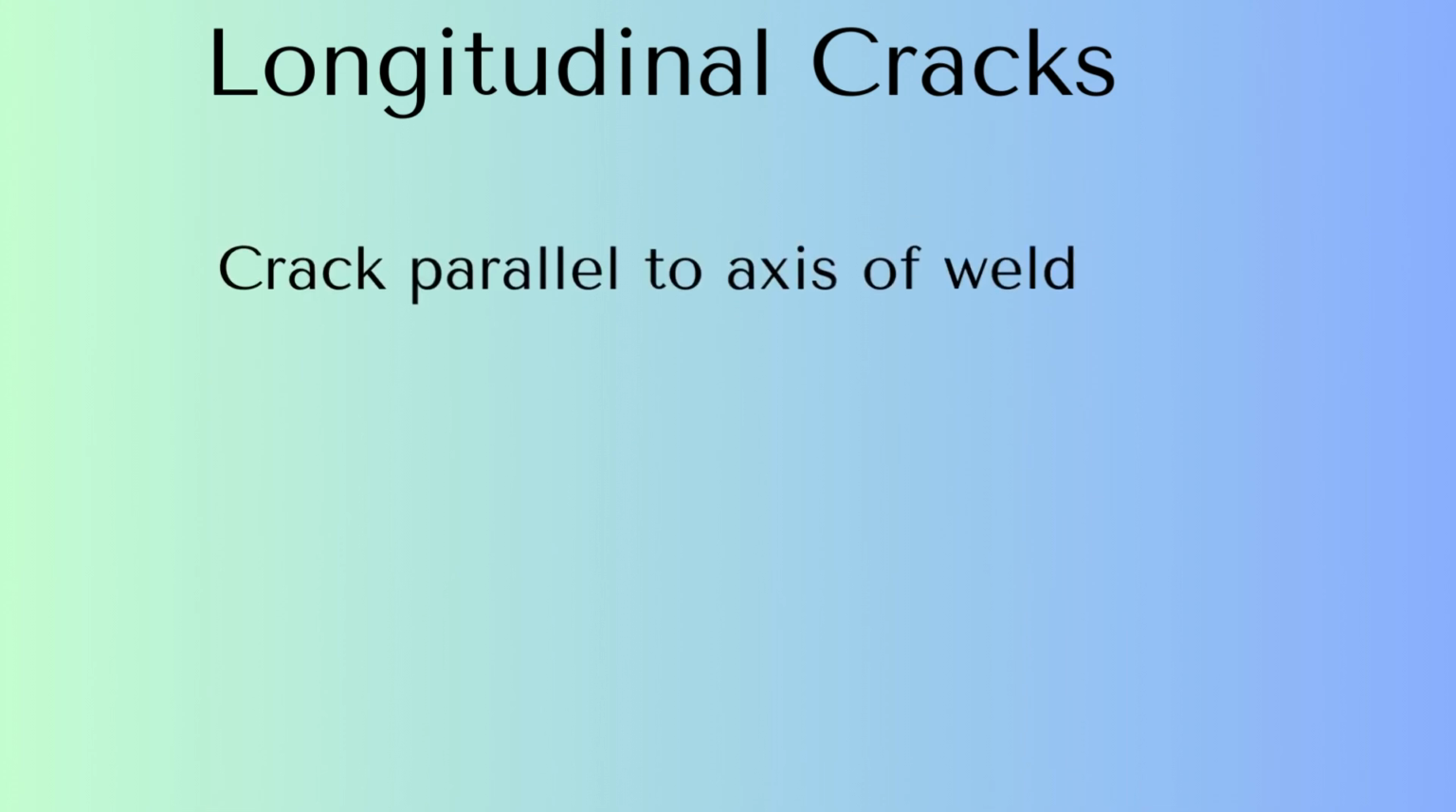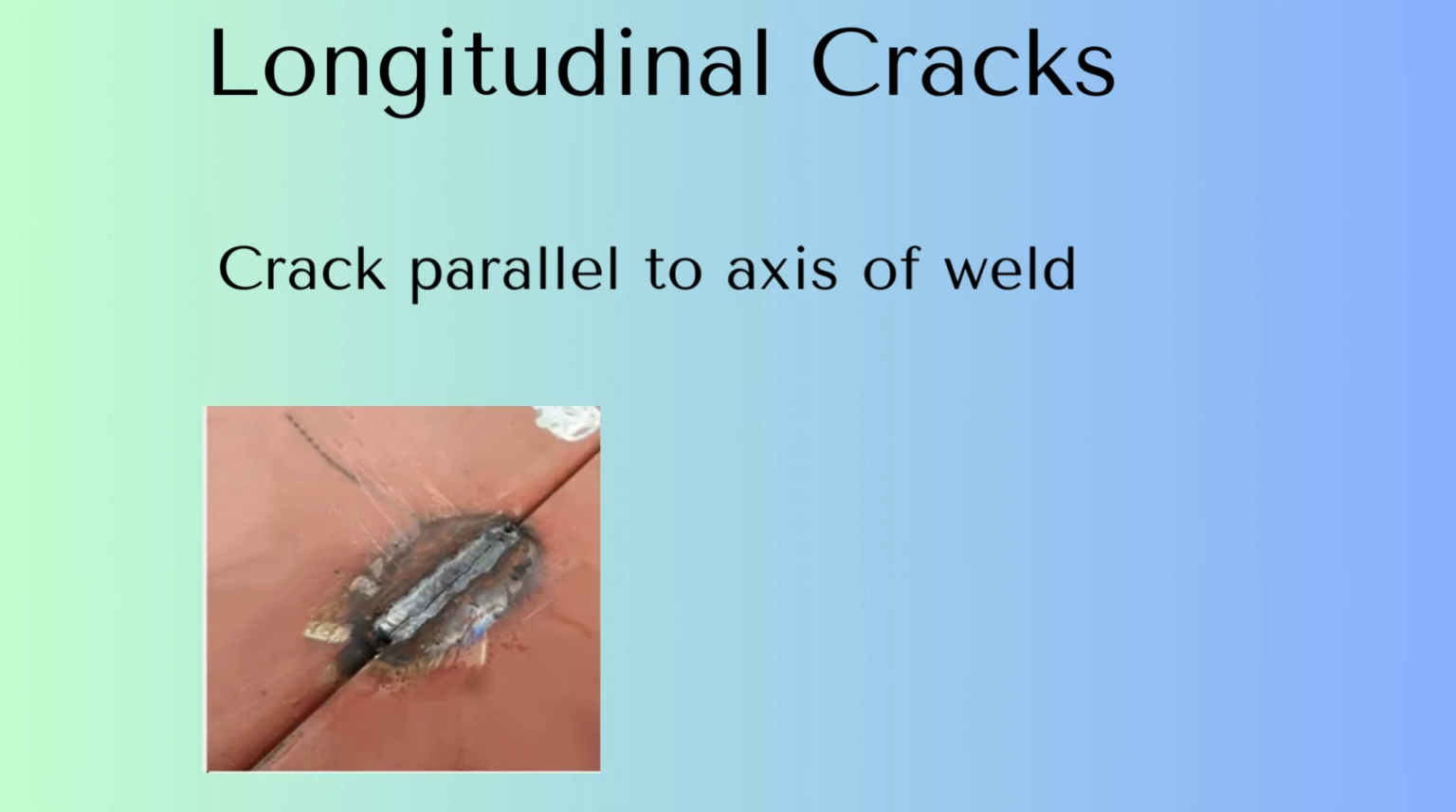Right. So the first one is longitudinal crack. These are the cracks which essentially are parallel to the axis of the weld. Okay, I'll show you the photograph also. These cracks can be situated anywhere in the weld metal, at the weld junction, or they may be present in the heat affected zone, or they may be in the parent metal also.